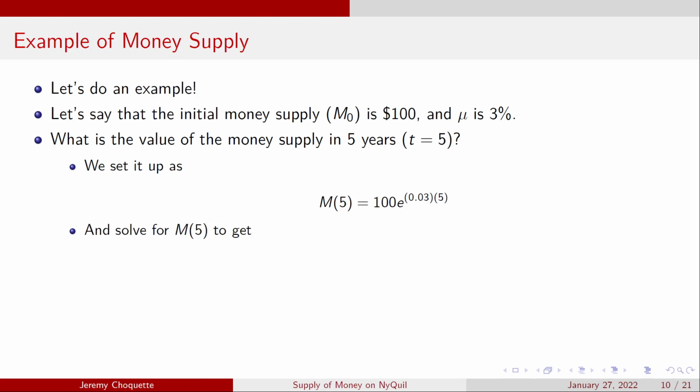Well, what's 0.03 times 5? It's going to be 0.15. So we get 100 times e to the 0.15, which gives us, if we evaluate this, 116.18. So the money supply in 5 years will be equal to $116.18, given a 3% growth rate of the money supply per year.